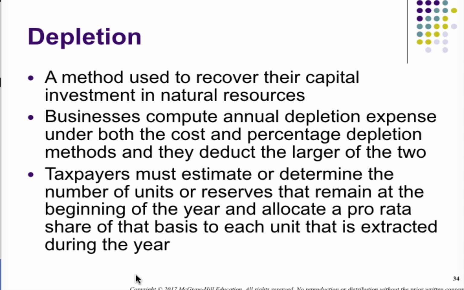Depletion is the method that you use to deal with assets that typically are natural resources of some type. So for depletion, we're basically trying to estimate however much of whatever of these natural resource assets there is left, and essentially dividing that into units and then allocating a pro rata share of that basis to each unit that's extracted during the year. So you're basically finding, okay, what's the total barrels of oil that I have left in this property at the beginning of the year? And then allocating essentially a cost per barrel, and then based on how much you extract from that property during the year, that's how much cost recovery through depletion you're able to take.